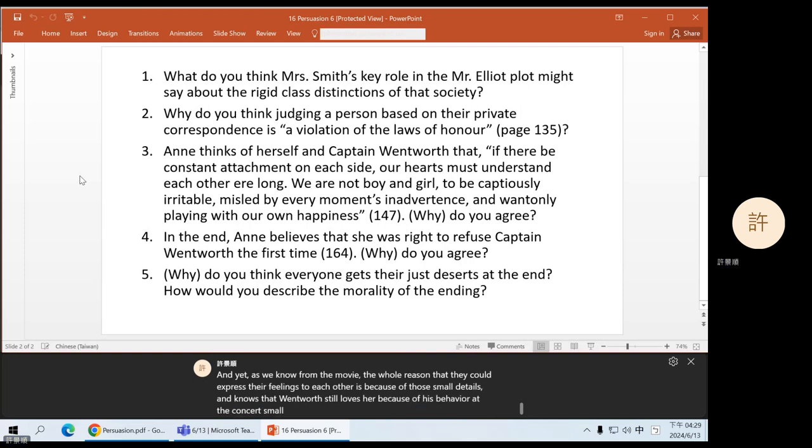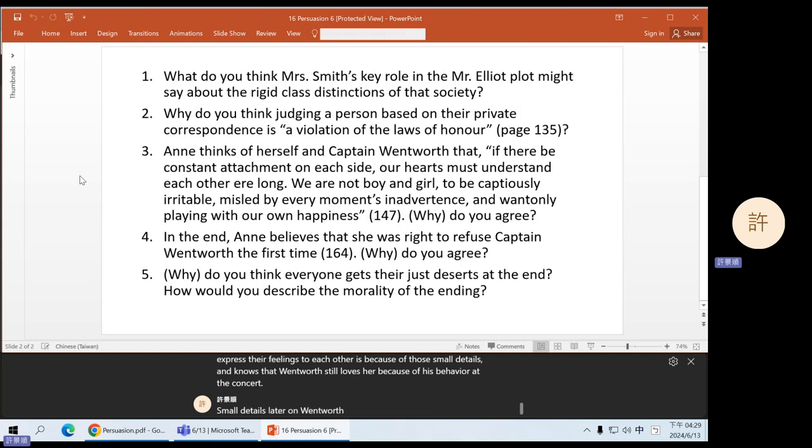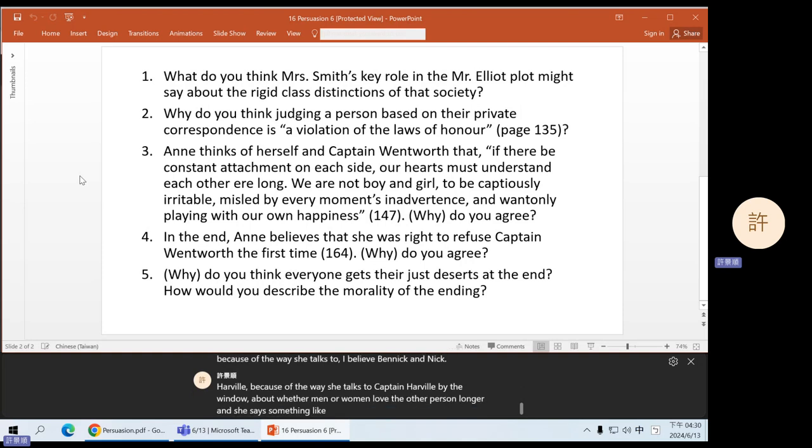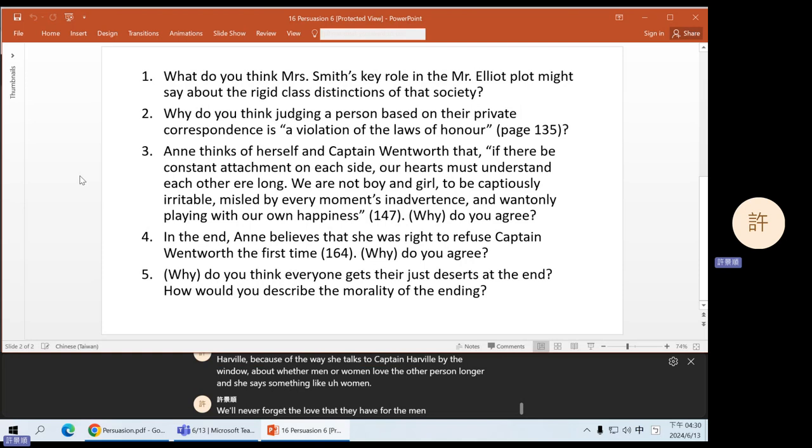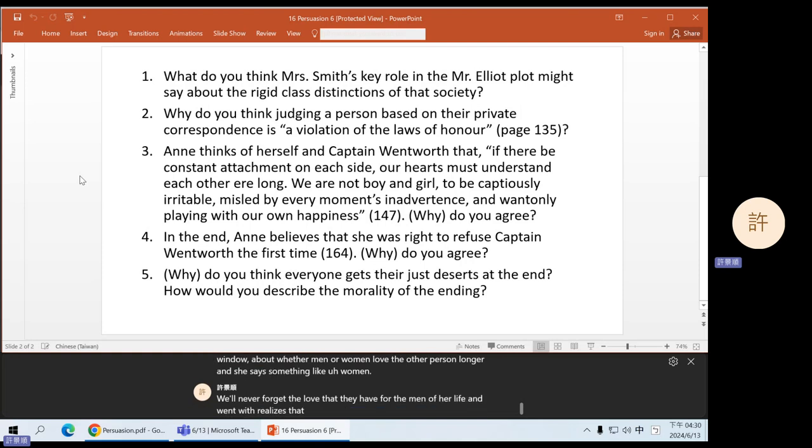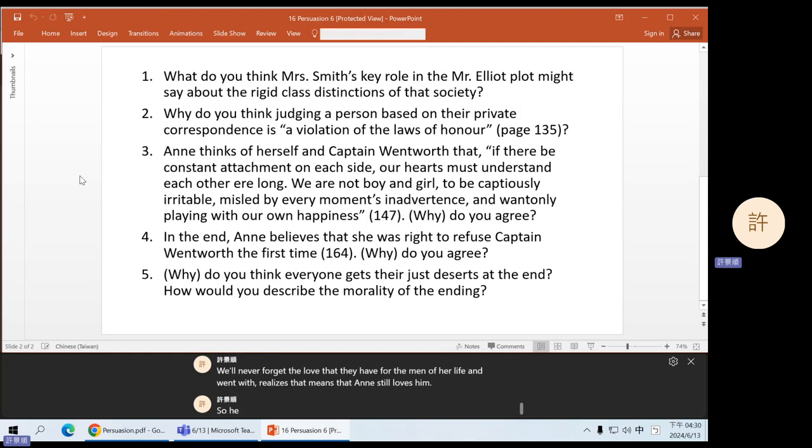Small details. Later on, Wentworth learns that Anne still loves him because of the way she talks to, I believe, Harville, Captain Harville by the window about whether men or women love the other person longer. And she says something like, women will never forget the love that they have for the man of her life. And Wentworth realizes that means that Anne still loves him.